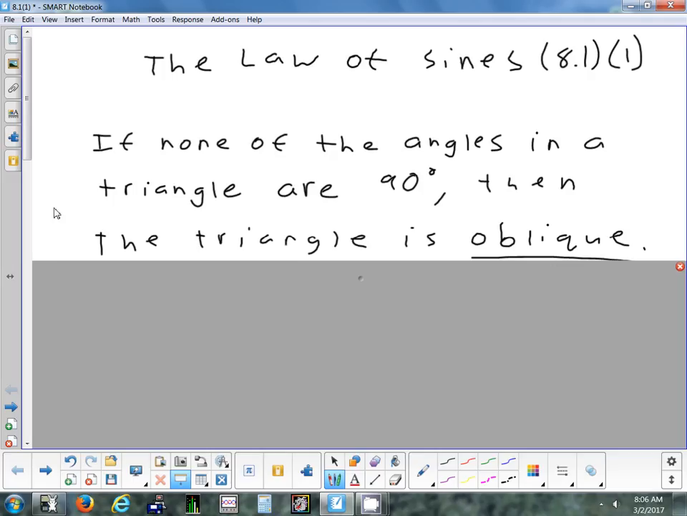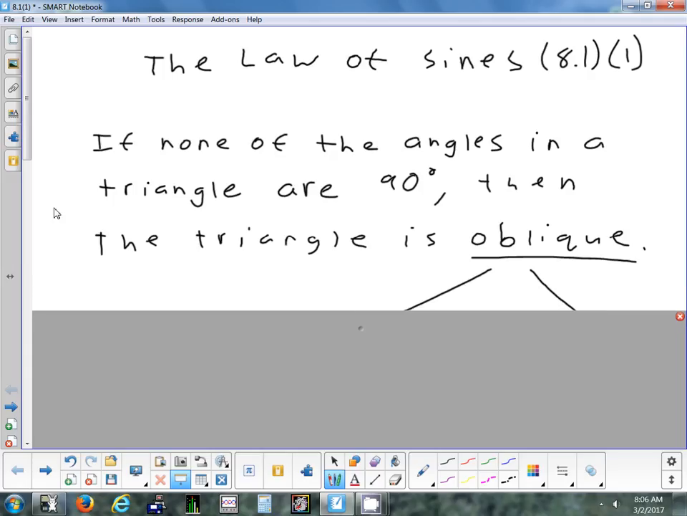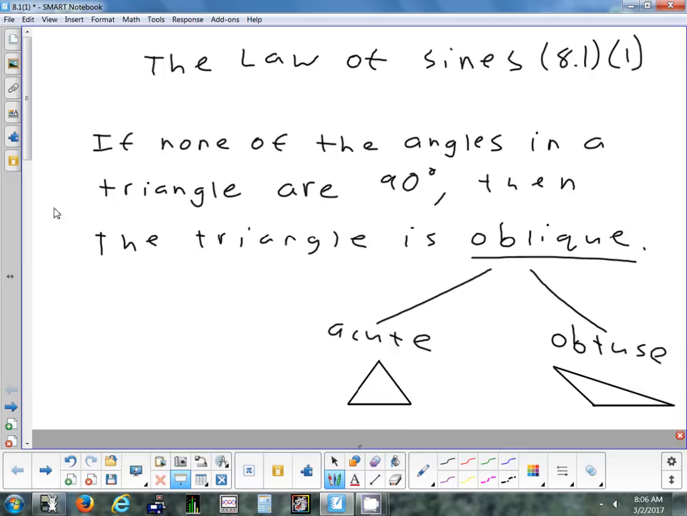And there's really two types. Anybody know the two types of triangles that are oblique? Yeah, you can have an acute triangle. One example, think of an equilateral. 60, 60, 60. That's acute. And obtuse, one angle bigger than 90. Why can't you have two angles bigger than 90? It's not a triangle. All the angles still have to add up to 180.